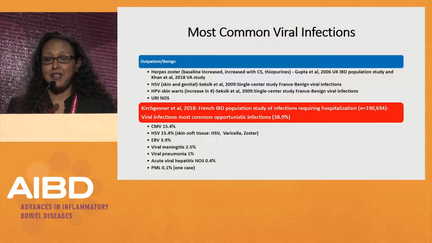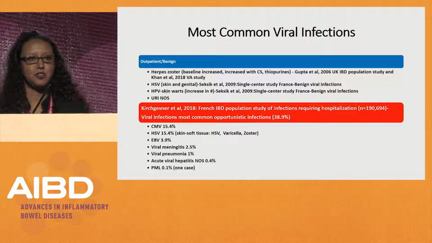Now, when we're talking about the data to show this, there is limited quantitative data. There's a lot of qualitative data showing the prevalence of viral infections and infections overall. But based on the outpatient data that we have for benign infections, herpes zoster is increased, followed by herpes simplex, HPV, and I had to include upper respiratory infections as well, because many upper respiratory infections are viral, but they're not necessarily specified in terms of what the pathogens are.